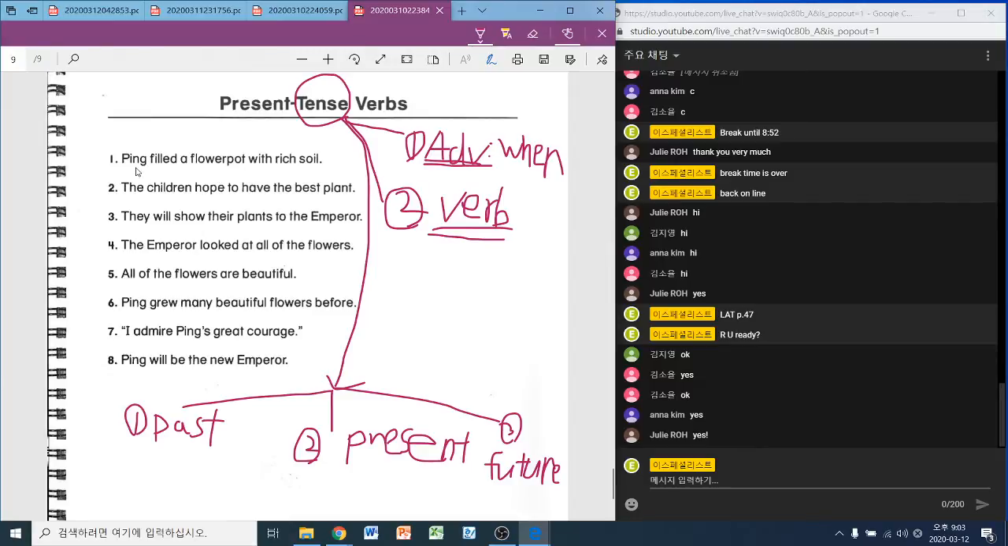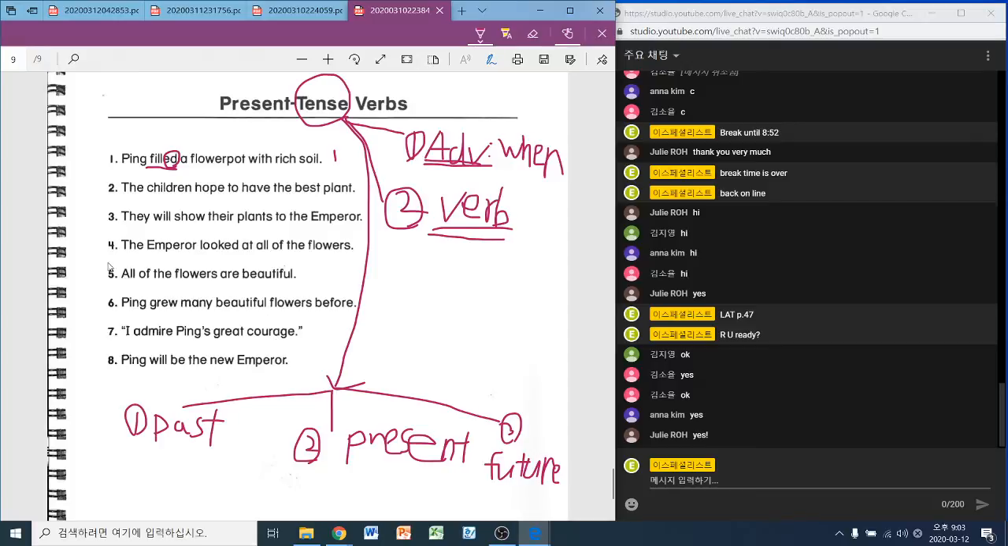Number 1, Ping filled the flower pot with a rich soil, okay? So we have no adverb here that is telling when. Then number 2, we have a verb. So on the line, filled. And if you look at the form of the verb, we can see ed. So what kind of tense is number 1? Is it a past, present, or future? You can just answer 1, 2, or 3. All right. So number 1 sentence is a past. So we can say 1.